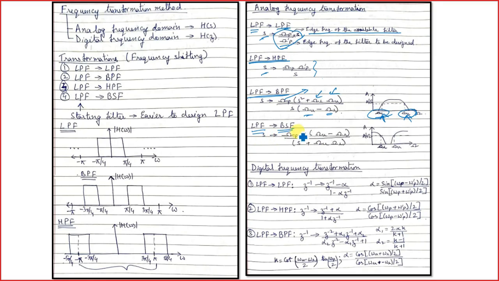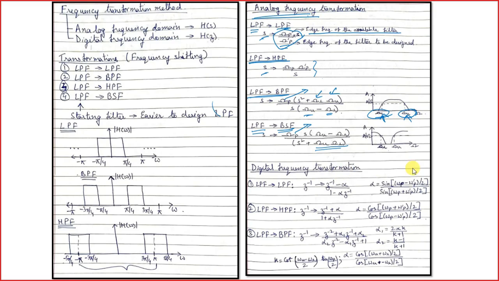Over here, omega p, the pass band edge frequency of the available filter, multiplied by S multiplied by omega u minus omega L divided by S square plus omega u multiplied by omega L. Okay, so these are the transformations in the analog domain.